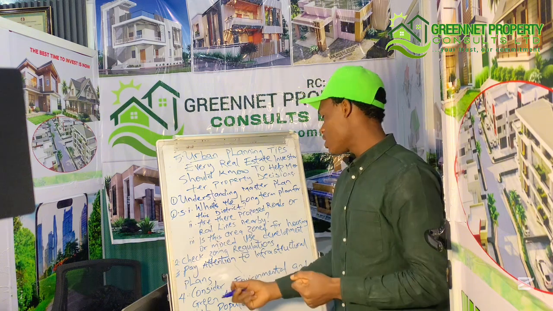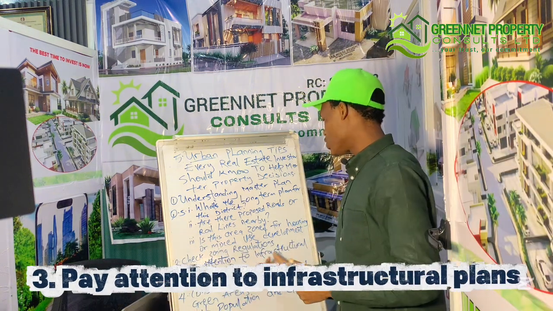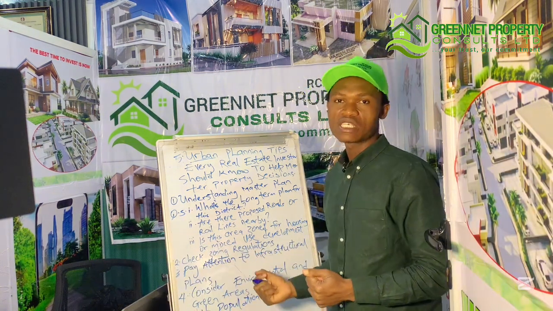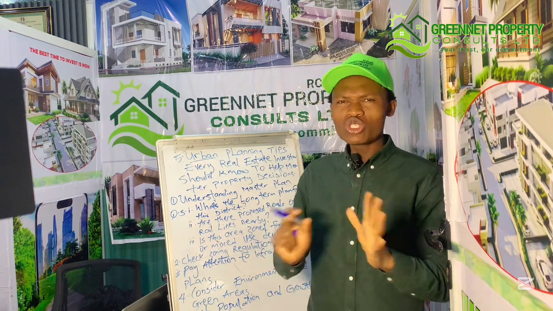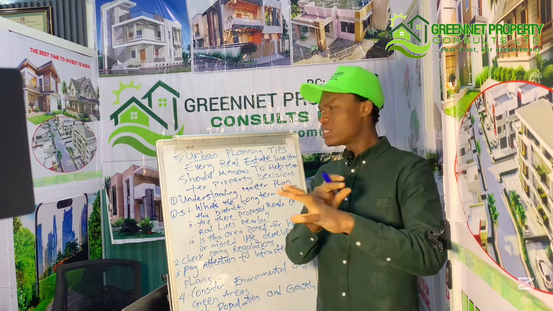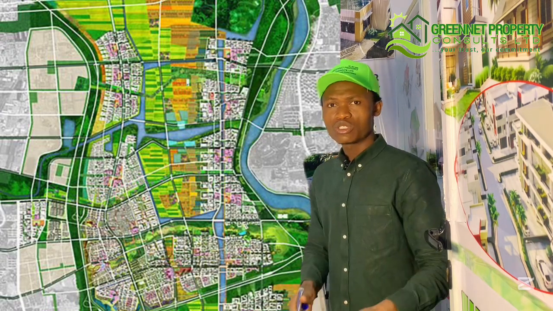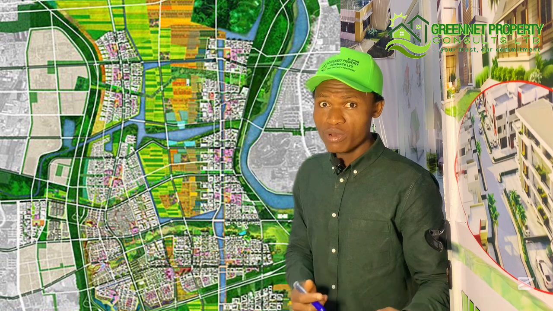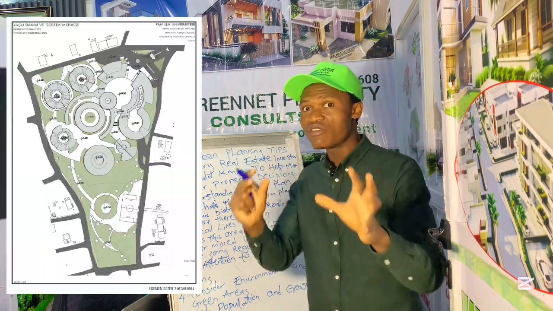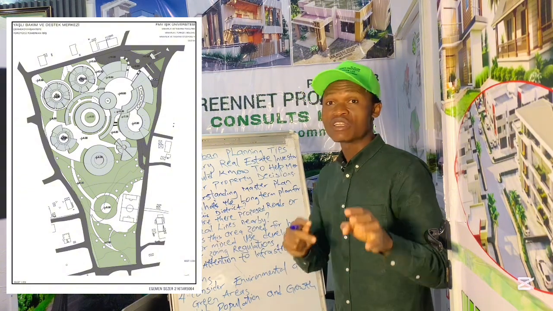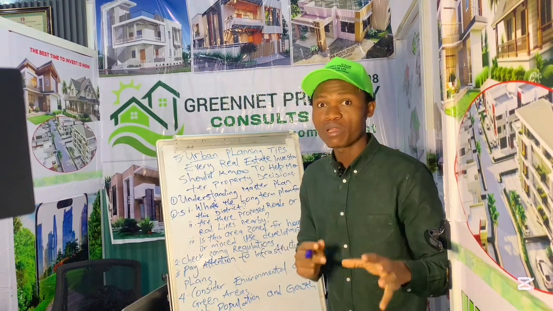So number 3 says pay attention to infrastructural plans. Pay attention to infrastructural plans. Don't just look at the maps. Urban plan is not just maps, but a very good map consists of all the facilities, utilities and service areas. That is a very good urban planning map.